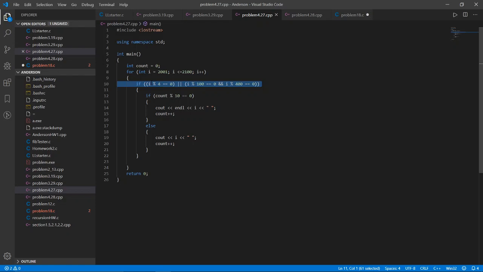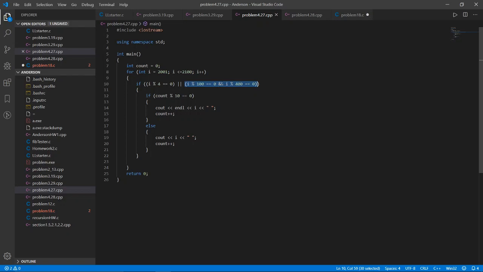Also, if it is divisible by 100, it actually is not a leap year, but if it is divisible by 100 and by 400, it is a leap year. So we had to toss in some extra parentheses here.